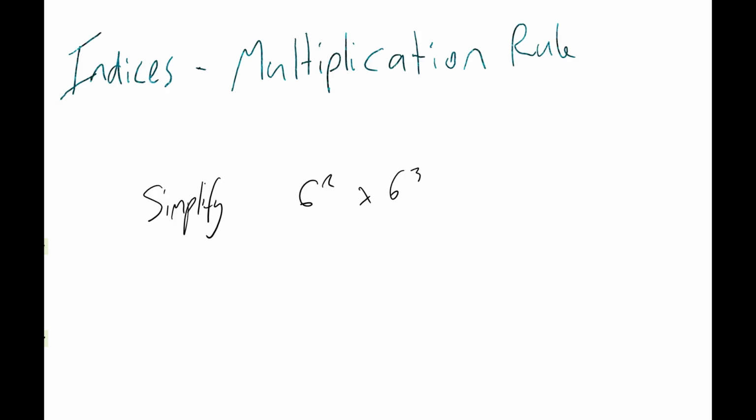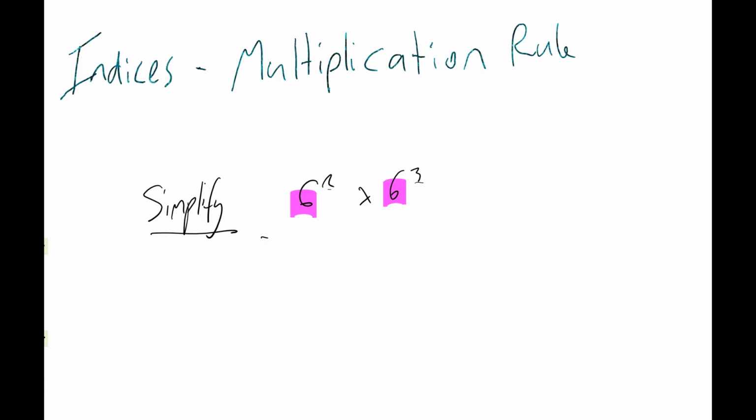Okay, we're looking at indices and the multiplication rule. So here's a really simple question. Simplify 6 squared times 6 cubed. Now we can see that these are indices. We've got a squared and a cubed, and the base of them is the same. The base is the 6 on both of them. It's the same number, 6 and 6. So that means that we can simplify it.